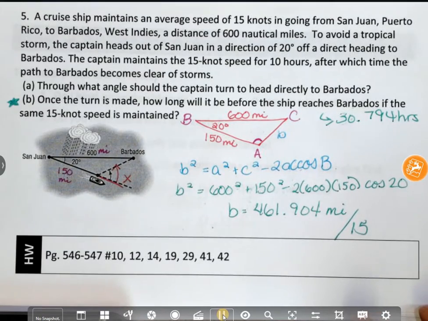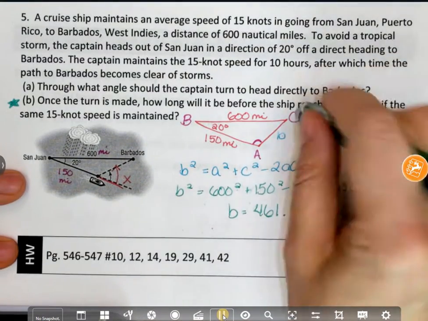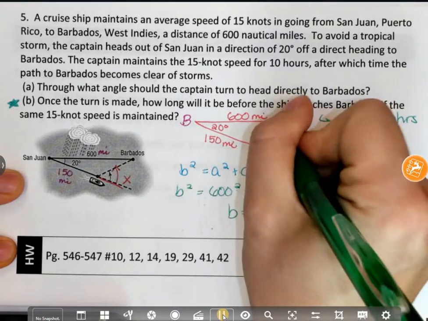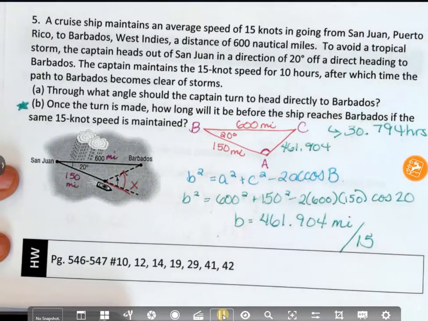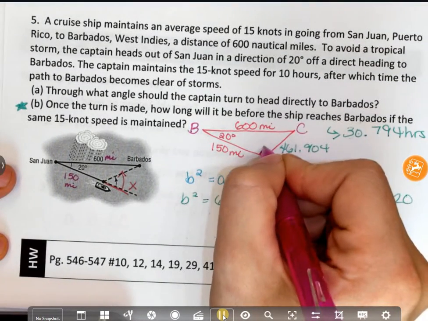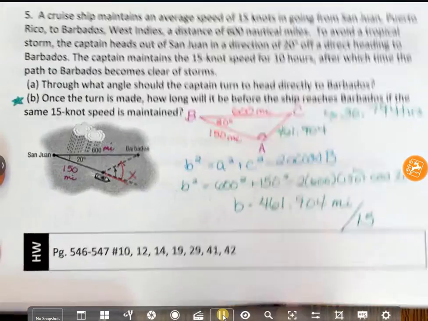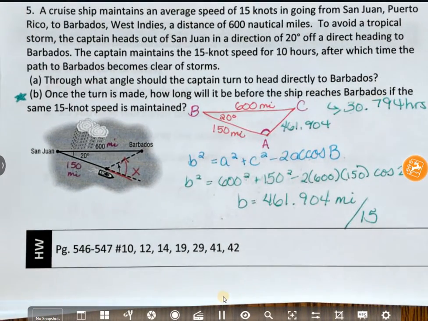No bueno. Okay, so I've been able to get this side now. Are you now able to find this angle? Do it. Find that angle. Huh? That was a distance. 461 is a distance.